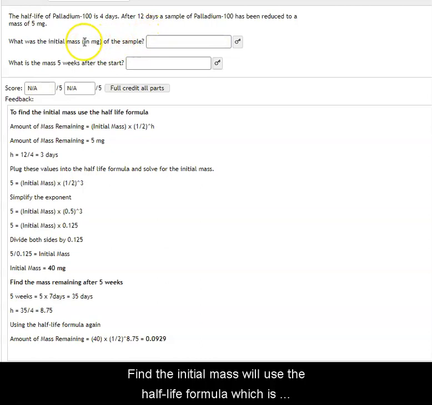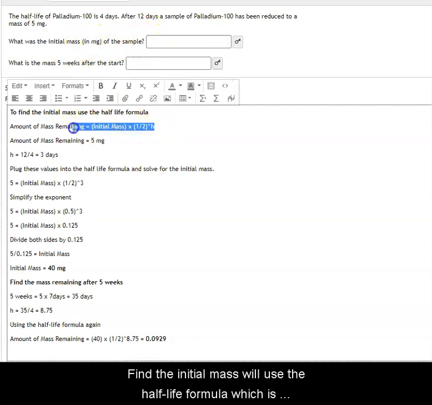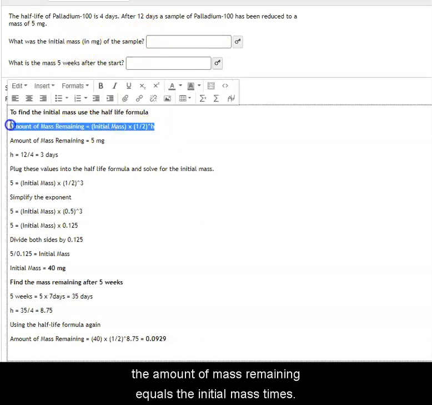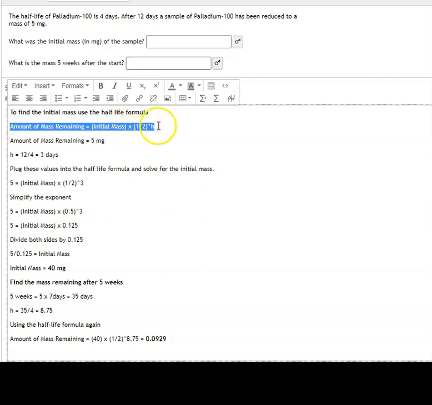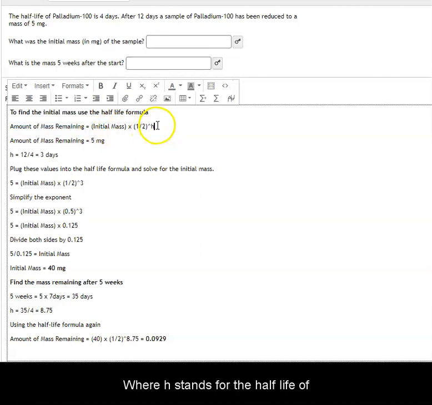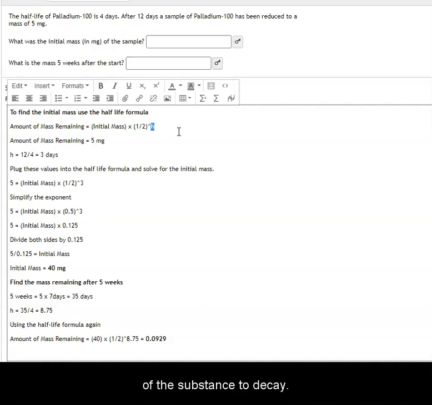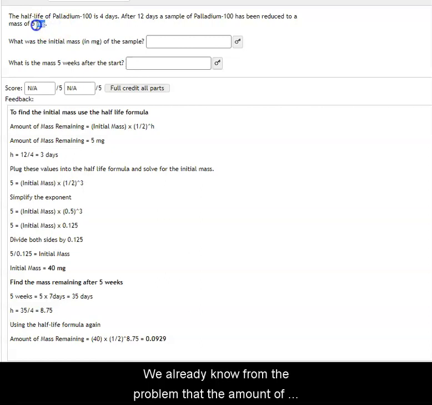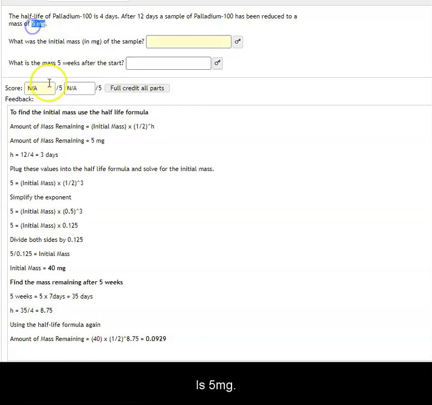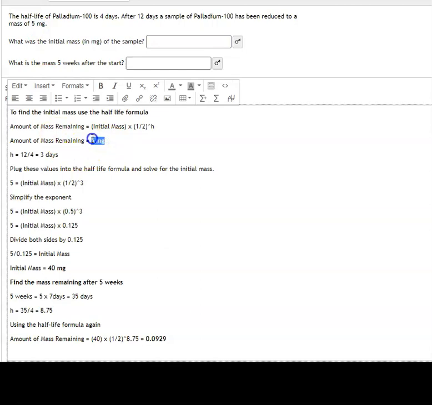So to find the initial mass, we'll use the half-life formula, which is the amount of mass remaining equals the initial mass times half to the h power, where h stands for the half-life of the decaying substance. So it's how long it takes for half of the substance to decay. We already know from the problem that the amount of mass remaining is 5 milligrams.